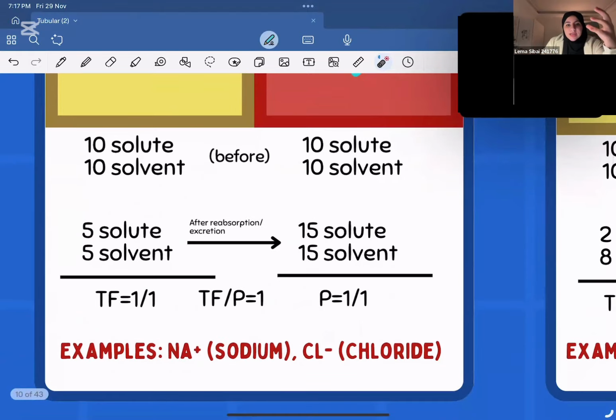And substances that move in the same proportion as water are sodium and chloride. And this is obvious, we know this. When sodium moves, water follows. Okay, did everyone understand this concept? Because the rest of the examples are kind of the same thing. Any questions on this?